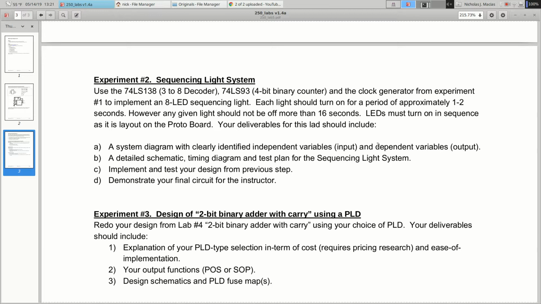Let's talk about experiment 3. Experiment 3, you're going to repeat your 2-bit adder design, but you're going to use a programmable device. So redo lab 4 2-bit adder with carry using your choice of programmable device. So you need to first of all decide what device you want to use. There's a lot of programmable devices available. So there are some listed on the Clark website, the engrcs.com website. But you can go online and you can research and see what some other devices are. There's PLAs, there's PALs, there's PROMs.